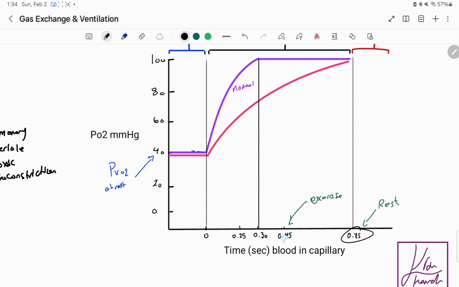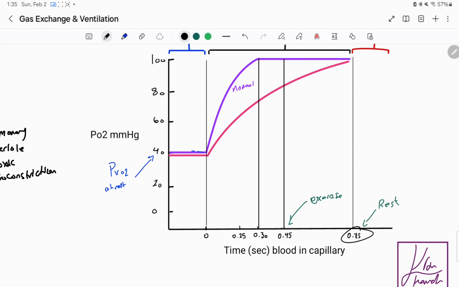Yes, it absolutely is. Look at that. Perfect. It takes me 0.3 seconds to take my blood from 40 all the way up to 100, and if I start exercising, my transit time drops to about 0.45, and that's because, again, the cardiac output increases from the heart, and the speed at which the blood flow is going is increasing. Therefore, the time that I spend in the capillary is less. But it's still adequate for oxygenation.